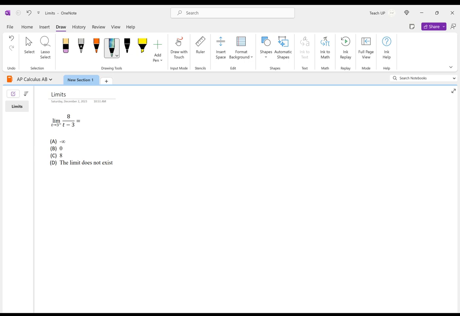Today, we want to find the limit as t approaches 3 from the left-hand side of 8 over t minus 3. As always, whenever you have a limit question, you start by substituting the value and seeing what happens. As you can see here, we're going to have a zero denominator and a non-zero numerator, which tells us this is not going to be the way we're going to find this limit.